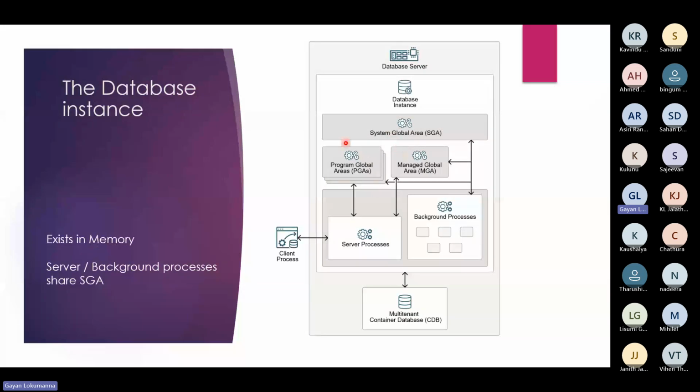For example, we have something called the Program Global Area, which is more of a private area for the database connections that we have. When customers or end users connect to the database, separate PGAs, or Program Global Areas, will be created for their sessions. So that's more of a private area. For example, if you invoke a session, the session data will be maintained within these PGAs, so it will be private to individual sessions.